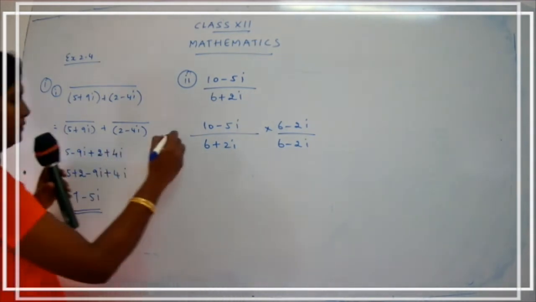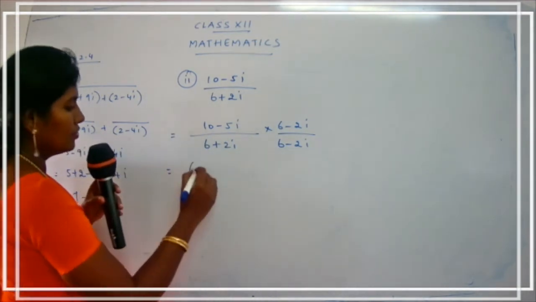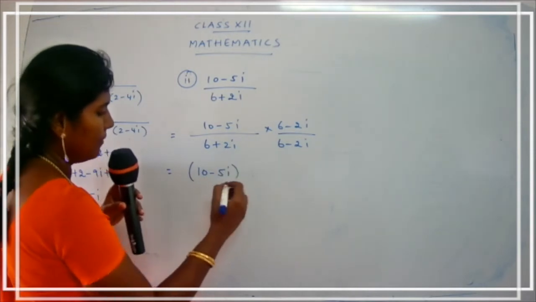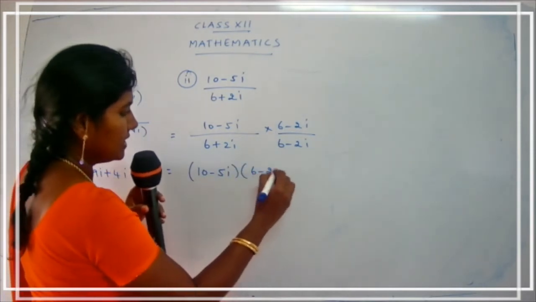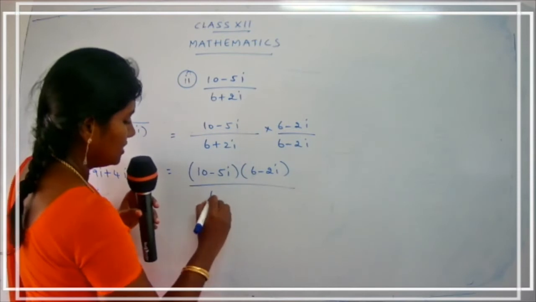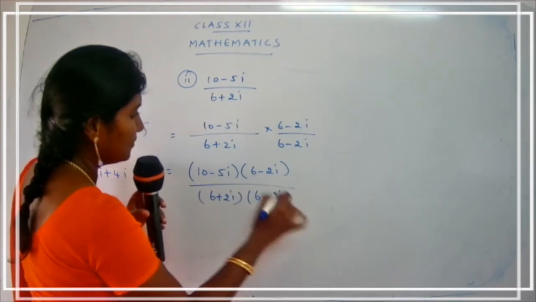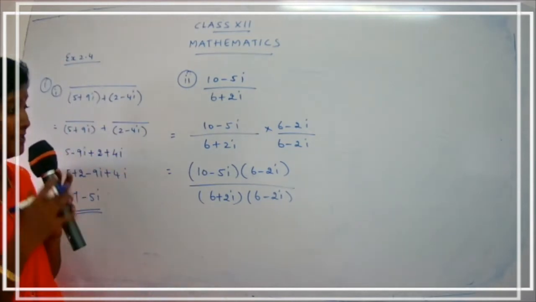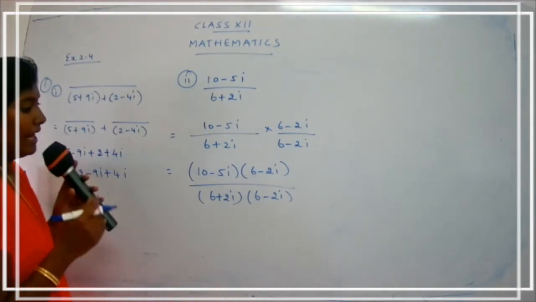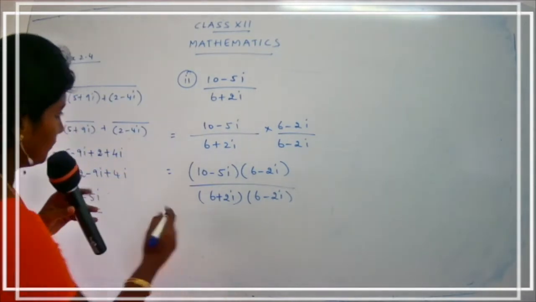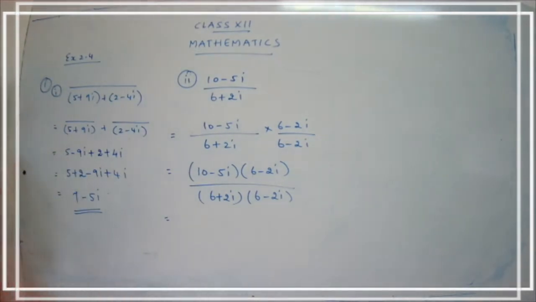Let's try to simplify, children. Come on. So take the numerators together: (10 minus 5i)(6 minus 2i), and the denominators together: (6 plus 2i)(6 minus 2i). It is just multiplication, so no need to worry. I have just taken the numerator together and the denominator together. So try to multiply, children. I will give you some time.